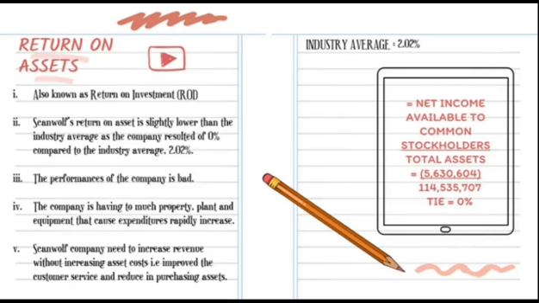This is because the company has too much property, plant and equipment that causes expenditures to rapidly increase. In order to overcome this problem, Scanwolf company needs to increase revenue without increasing asset costs. So, as an example, improve the customer service and reduce purchasing of assets.